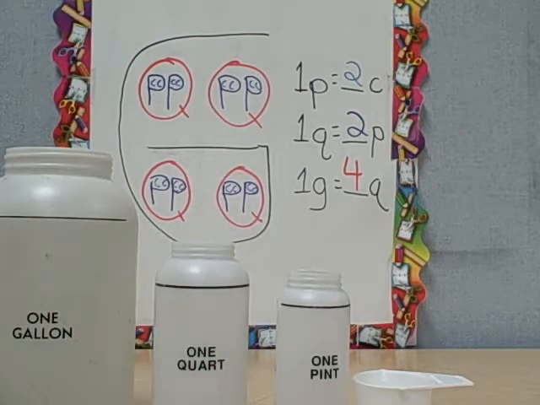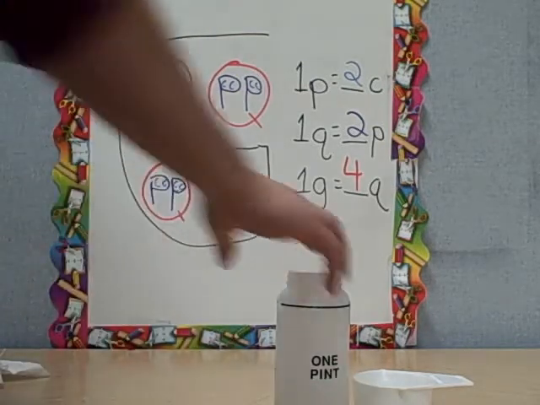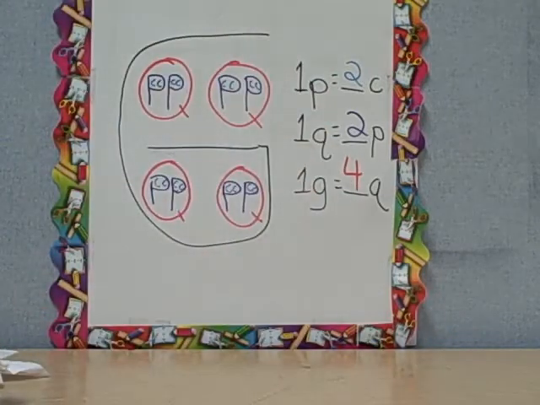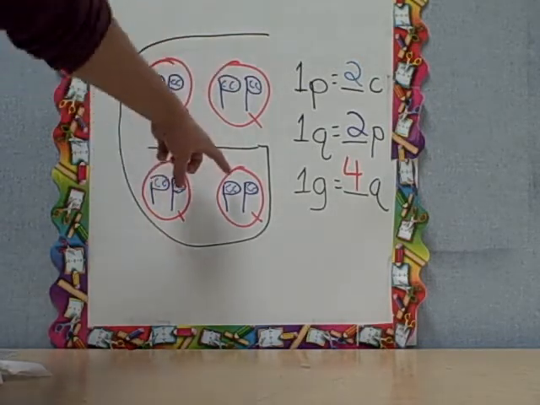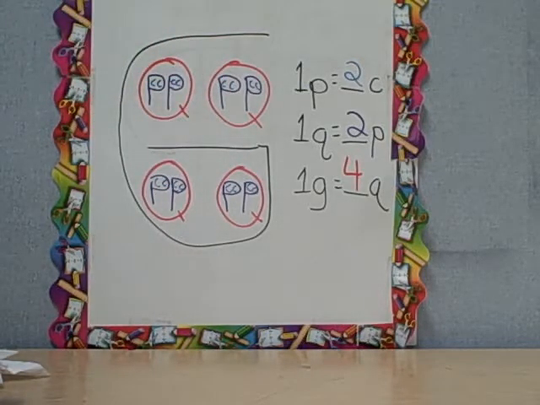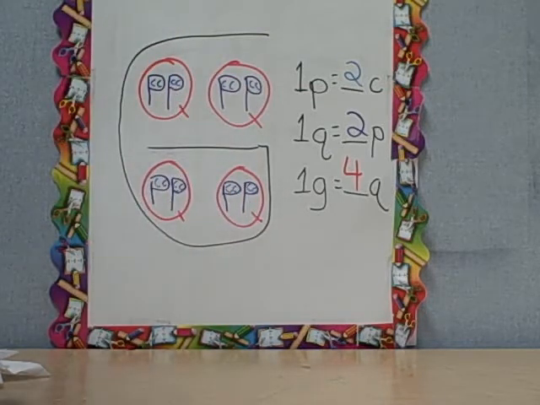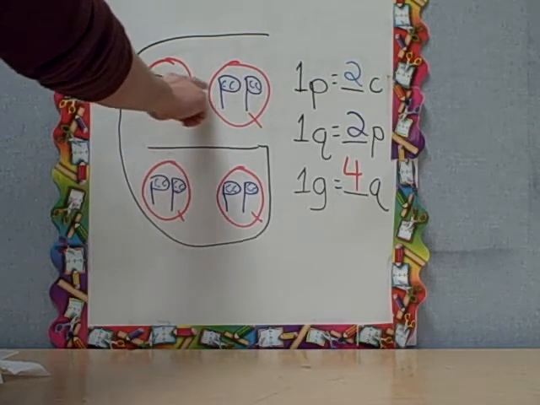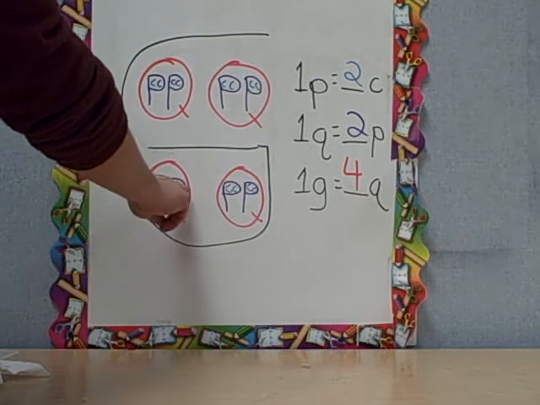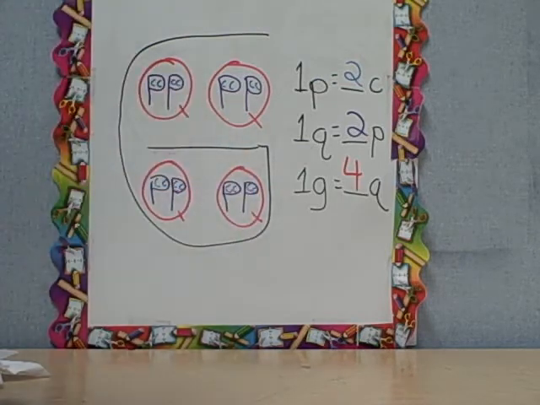All right. So that's the model. Take a look. And then you can start asking yourself and your friends questions like, how many quarts are in a gallon? Well, 1, 2, 3, 4. How many pints are in a gallon? 2, 4, 6, 8. How many cups are in a gallon? 2, 4, 6, 8, 10, 12, 14, 16.